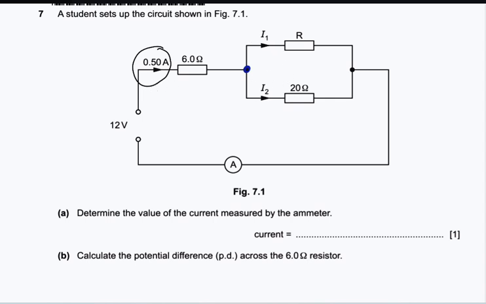The 0.5 is going to be shared among those two resistors, and then once we get to this point, they'll sum up again. I1 and I2 will sum up to 0.5. So at the end of the day, the ammeter reading will still give us 0.50 amps.